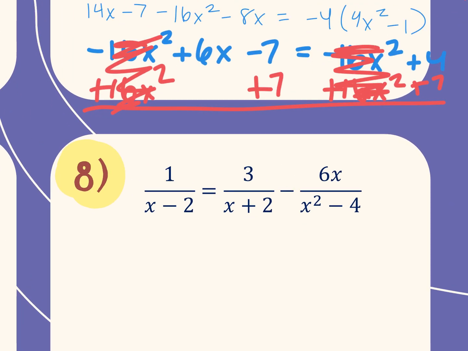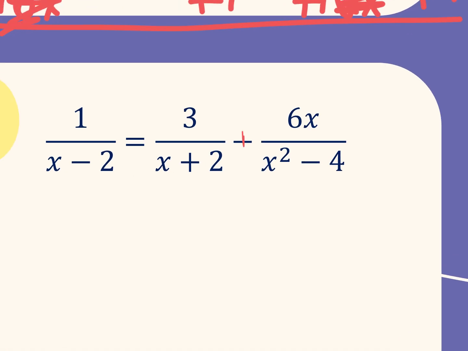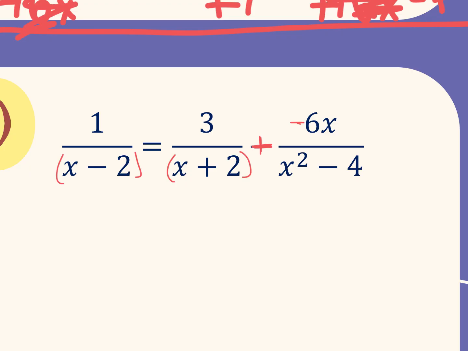All right, let's go over number 8. A couple things we need to look at. First of all, I see a minus sign here, so I'm going to change it to a plus and stick that minus right there with my 6x. What else do you notice about the denominators? I have x minus 2. I have x plus 2 here. Can I factor anything in x squared minus 4? What does x squared minus 4 break down into? X plus 2 and x minus 2.